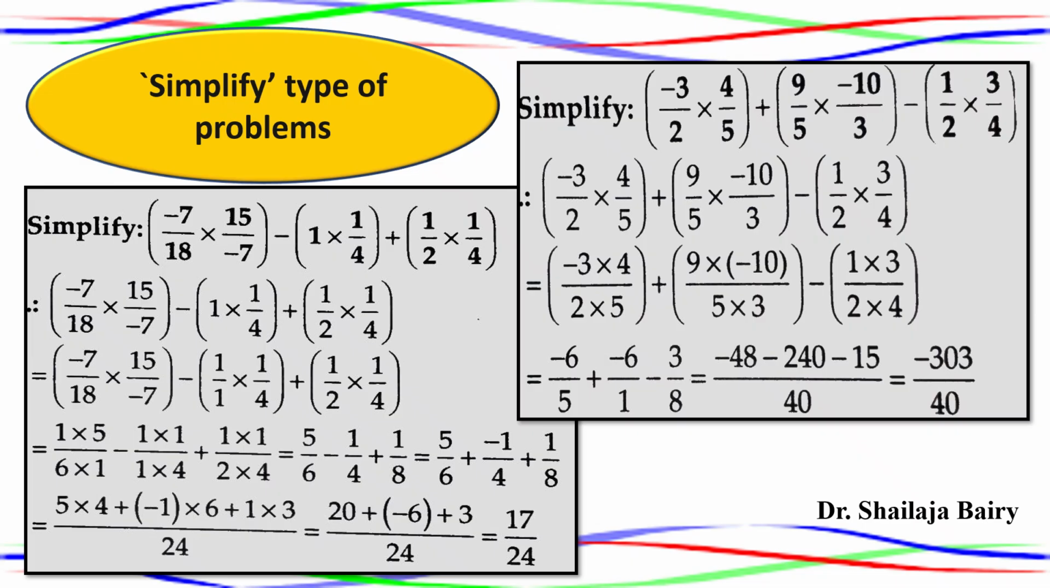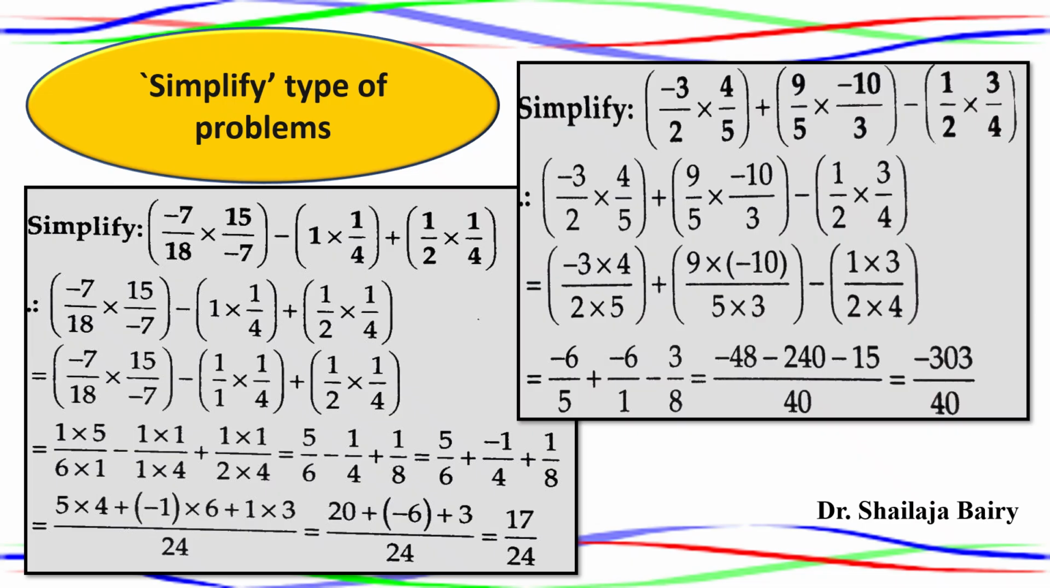Next one also. First bracket you observe 2 1s are 2, 2 2s are 4. Minus 3 by 2 multiplied to 4 by 5. You have to visualize 2 1s are 2, 2 2s are 4, and then 2 gets multiplied to minus 3. So it is minus 6 by 5.